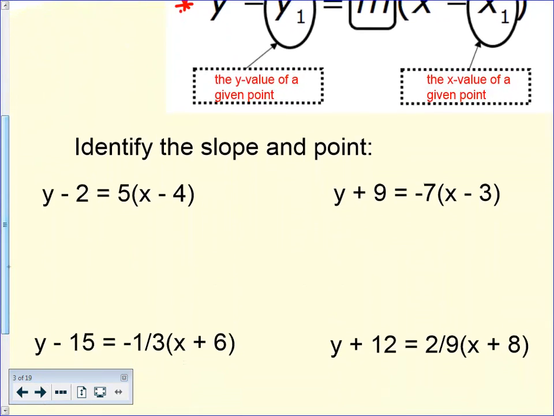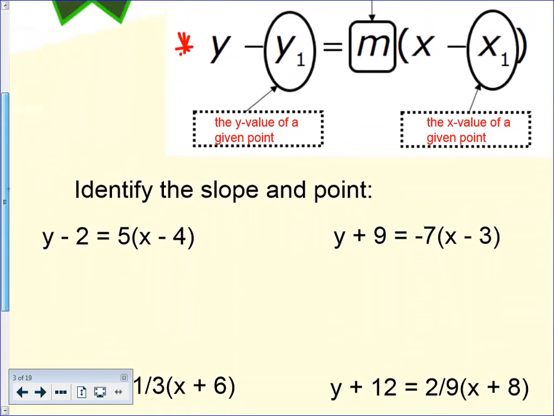Now, in my equations, when I'm pulling my coordinate out, notice here it says minus x1 and minus y1. However, when I pull that coordinate out, it's not going to end up being negative numbers. It's going to be positive x1, positive y1. If you don't quite understand, you will when I get to these examples here. So on this example, my slope is 5. But my point, it was -4 here, it's going to be +4 here. It's -2 here, it is going to be +2 here.